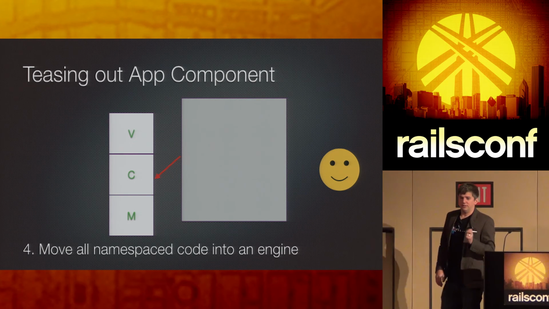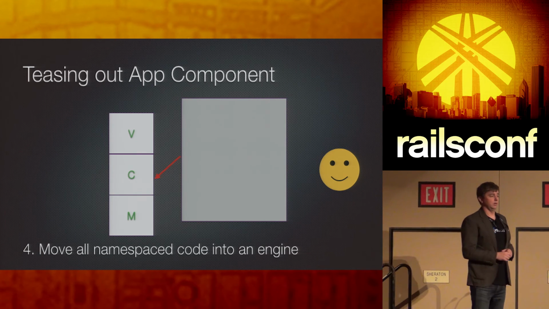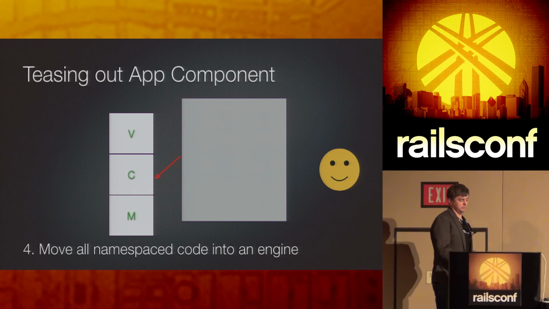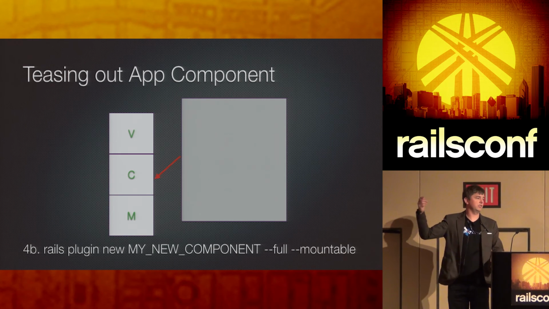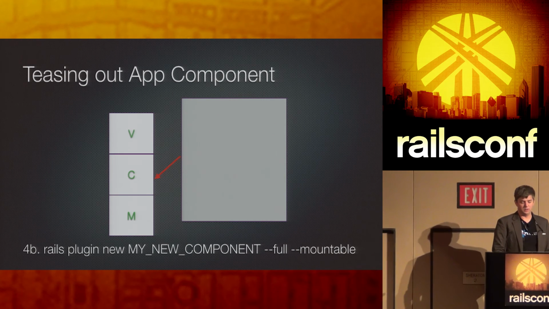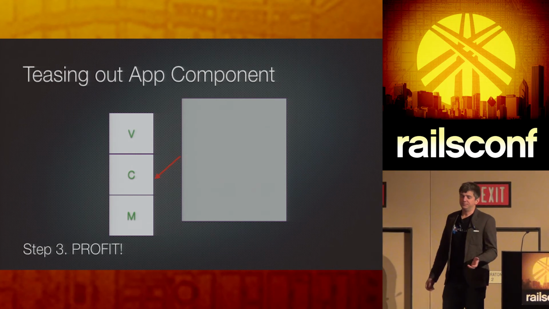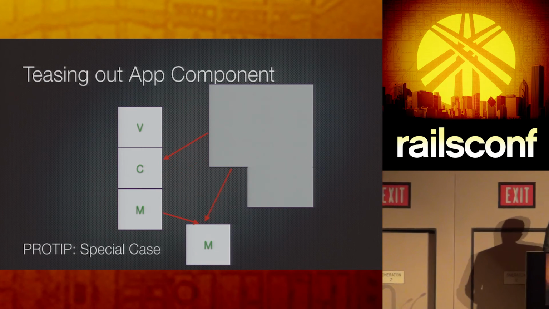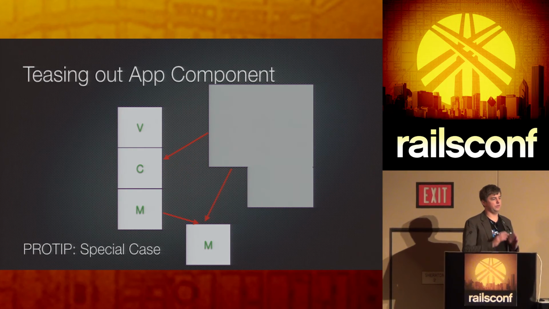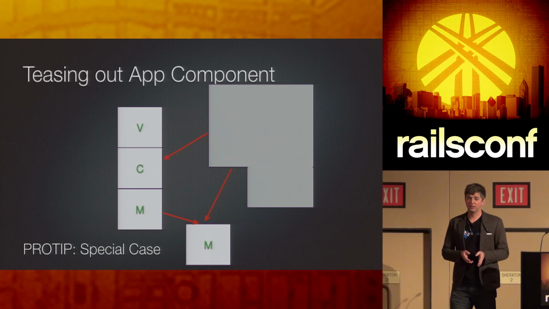And when you got this vertical green, you extract it into an engine. Extracting it into an engine is rails plugin new component --full --mountable in most cases. It doesn't matter. And step 3, profit. Now, most of the time, this vertical will not be as easy to find as I just pretended it would be.